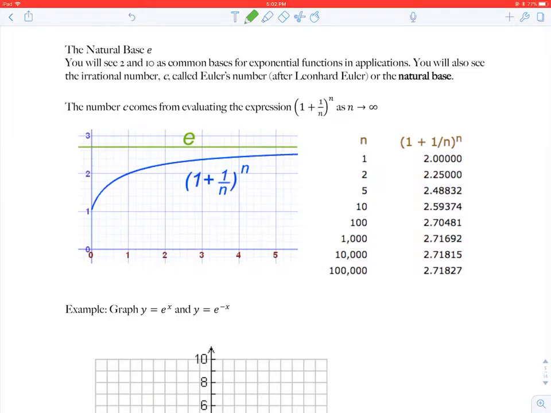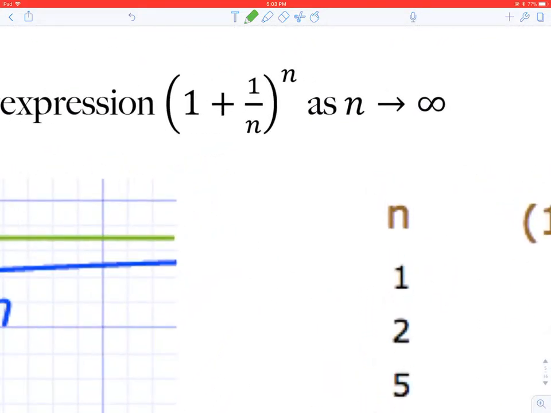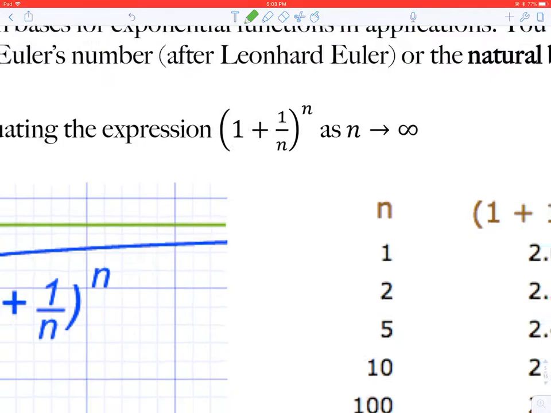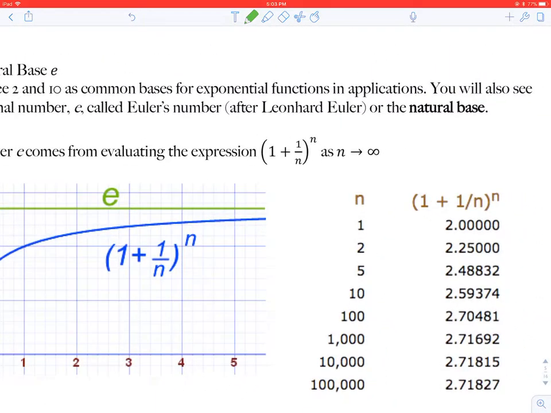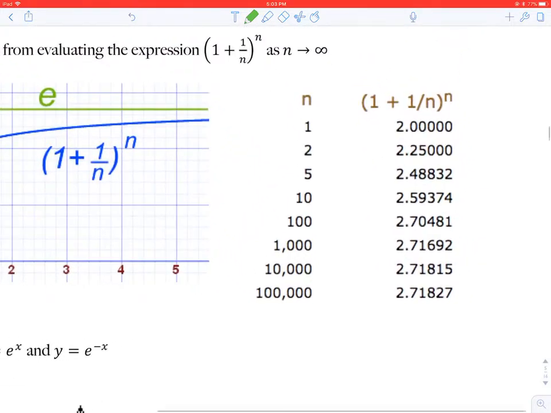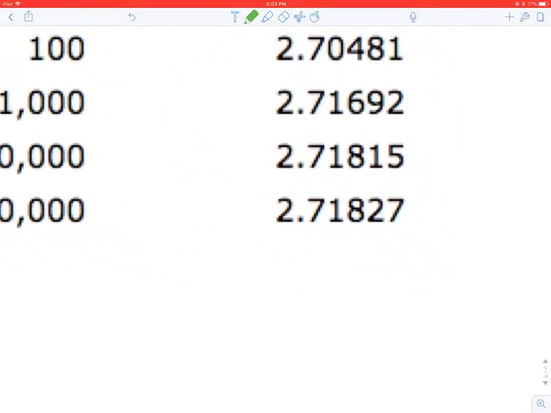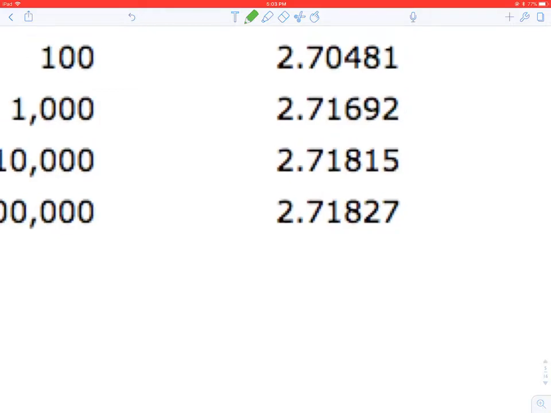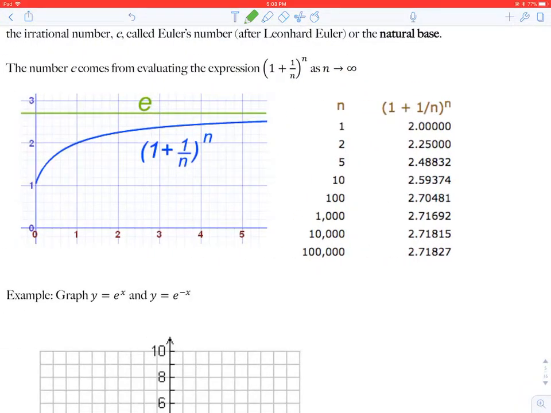But you'll also see the irrational number e, called Euler's number, after the mathematician Leonhard Euler. And it's also referred to as the natural base. And e comes from evaluating the expression 1 plus 1 over n to the nth power as n approaches infinity, right? So taking the limit of that expression as n approaches infinity, it seems like that value would be approaching 2.71827, which is approximately e, right?